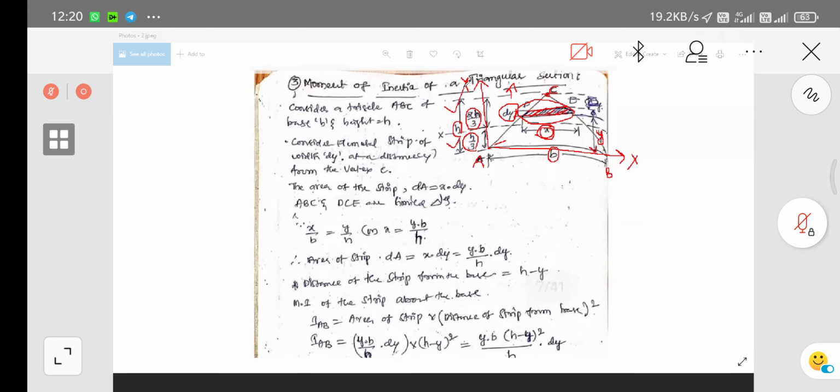So based on that concept, we have got h by 3 and 2h by 3 as the values from the central axis. So xx and yy are the central axes. Okay. So then go for now all the requirements for deriving the expression for moment of inertia of a triangle about the base axis.